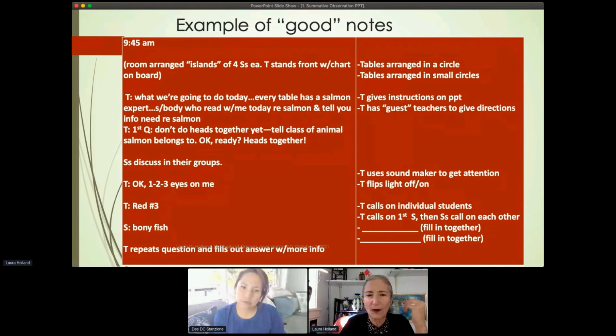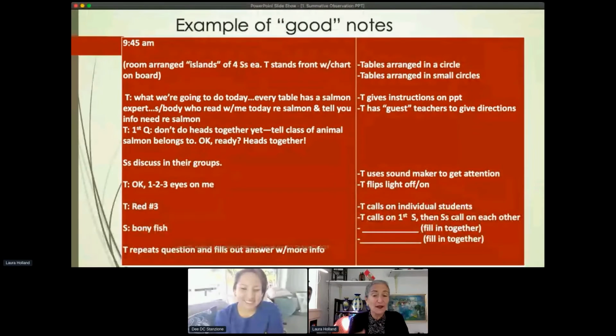Again, here are different ways to give instructions. Here she had them talking, and then she pulled their attention back by saying, okay, 1, 2, 3, eyes on me, which is a lovely little rhyme for working with kids. And it worked wonderfully in the class. But here's another one. Maybe we could use a sound maker. I use sound makers all the time to call my students back, and then they know that they should finish their sentence and put their attention up.